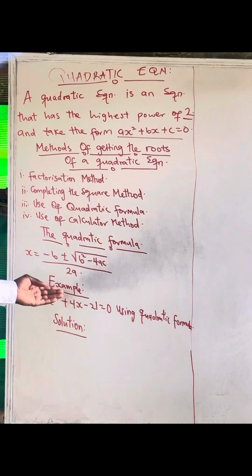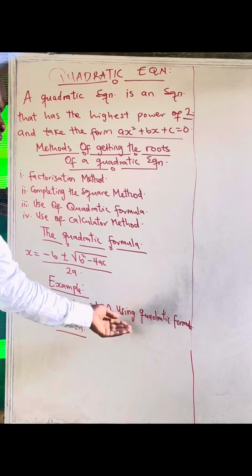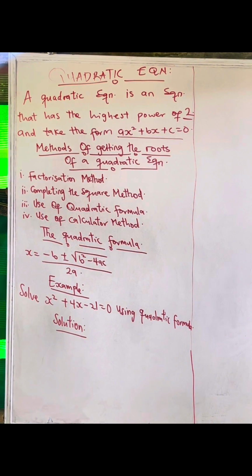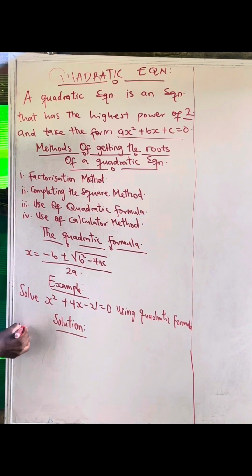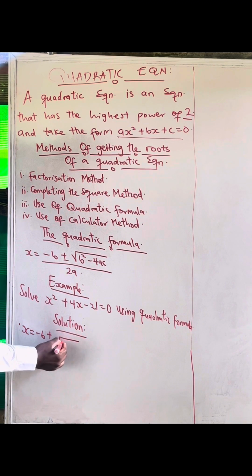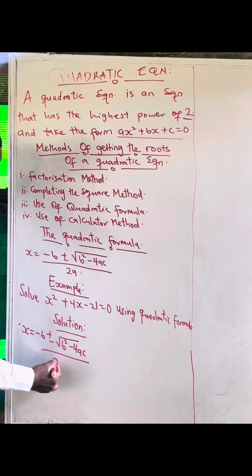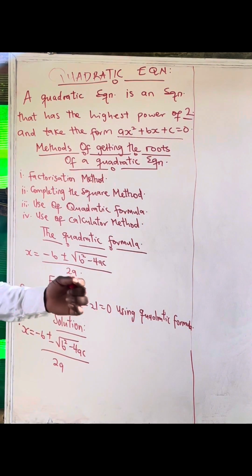So let's solve this example. The question is: solve x squared plus 4x minus 21 equals 0 using the quadratic formula. Let's do this, guys. Since we already know that if you want to use the quadratic formula, write the solution, let us write out the formula. The formula is written as x equals minus b plus or minus square root of b squared minus 4ac, all over 2a. Once we've written the formula, we have to identify our a, b, and c from the question.